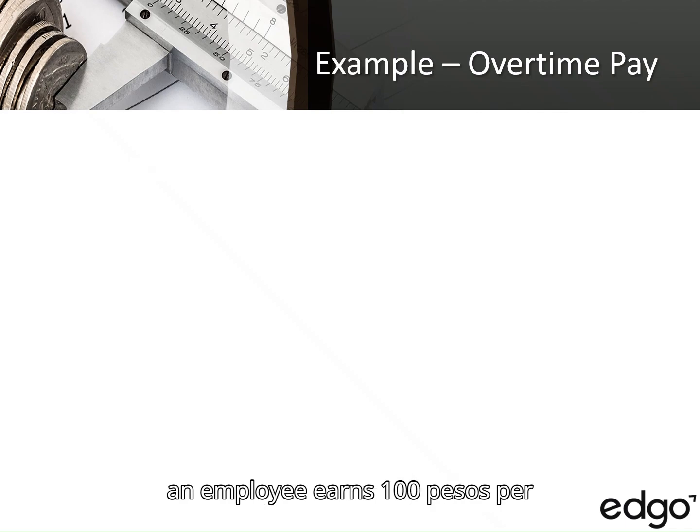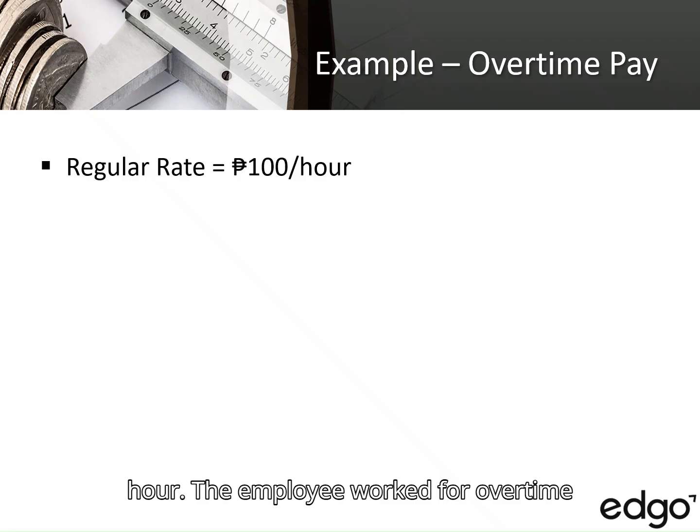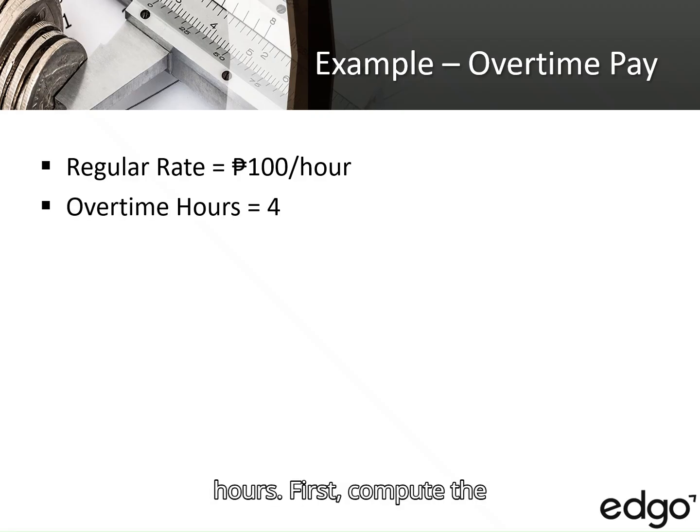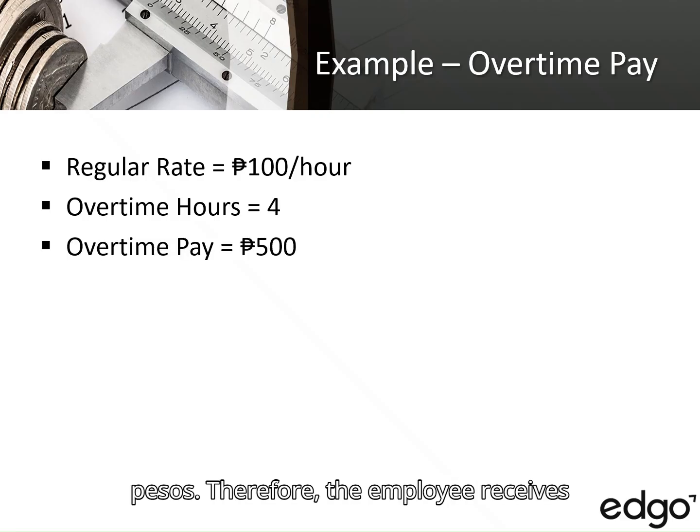Suppose an employee earns 100 pesos per hour. The employee worked 4 overtime hours. First, compute the overtime rate. Multiply 100 pesos by 1.25. This gives an overtime rate of 125 pesos per hour. Next, multiply 125 pesos by 4 overtime hours. The result is 500 pesos. Therefore, the employee receives 500 pesos as overtime pay.